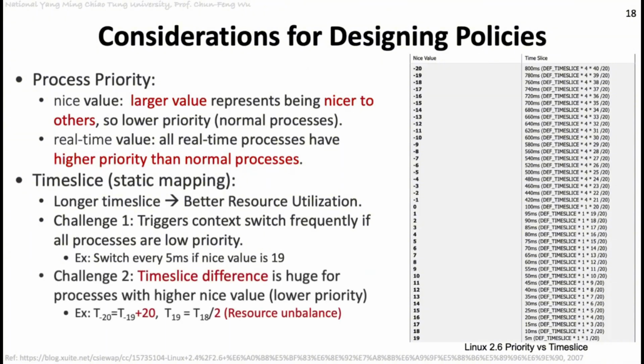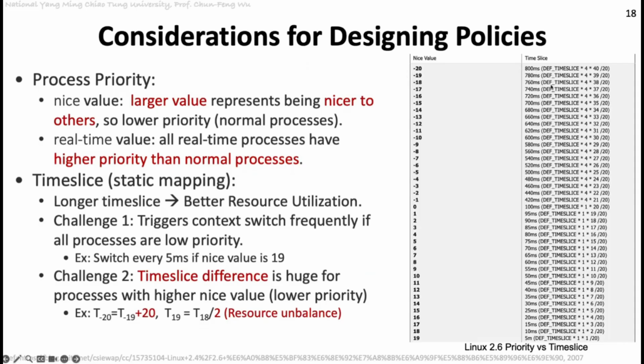And the second challenge is that the time slice difference is huge for processes with a higher nice value, which means low priority processes. So what does it mean? Let's do some calculation here. If you are a high priority process, you'll get, for example, nice value minus 20 and minus 19. Let's focus on those. The time slice is actually 780 milliseconds and 800, so the difference is only 20 milliseconds for the high priority process.